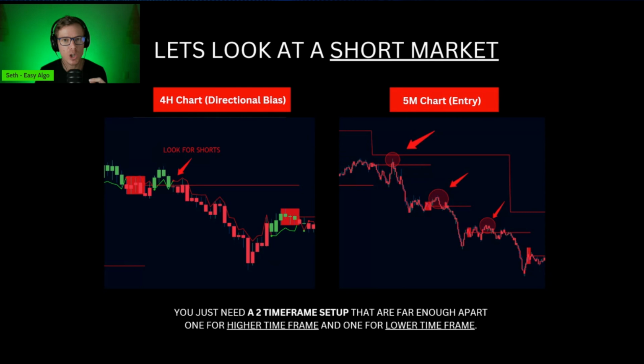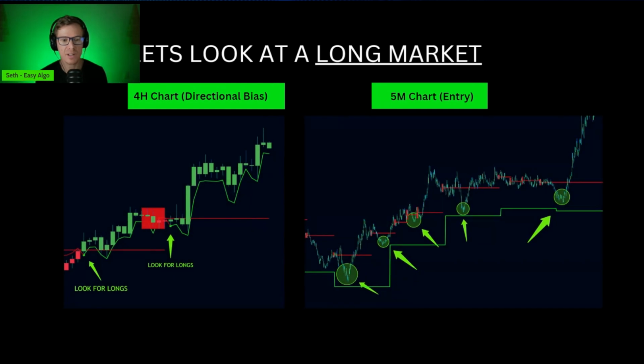We are purely looking for short positions when price is above these lower time frame value lines. Indicator X shows you the best places to enter your trades with the lowest amount of risk, and we use a 2 time frame setup for this strategy. Let's look at a long market now. You can see over here, we've got the 4-hour chart, which is for our higher time frame bias. You can see we got a green dot and price is just above this value line. That can be the signal to start looking for your long positions on the lower time frame.